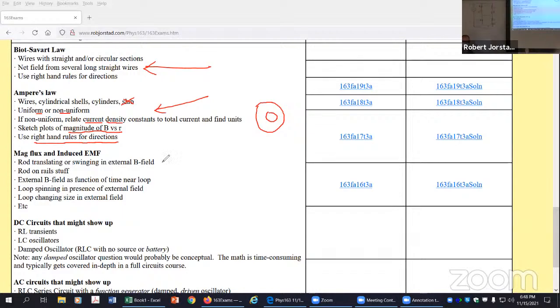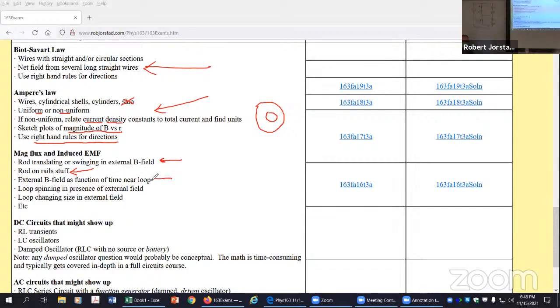Magnetic flux. Okay, you could have a rod that's moving and you get BLV. Don't get too emotional. Rod on rail stuff. So that's kind of the same idea there. And I spent a lot of time on that, and I told you why. It's because there's good conceptual questions and there's math that relates to a lot of stuff that you do in other branches of science, no matter what your major is.